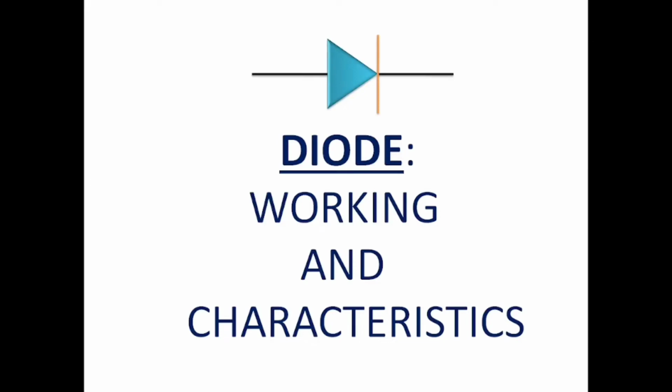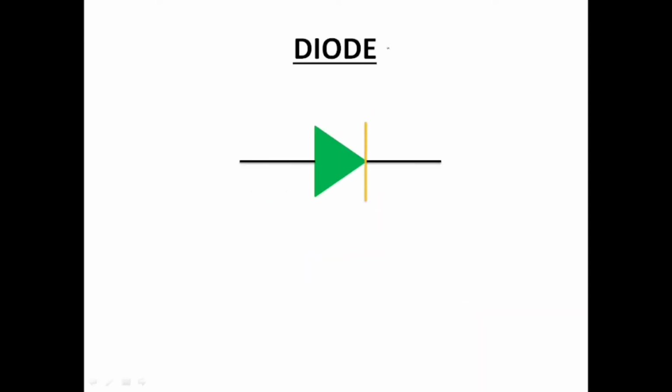So today I am going to discuss diode, its working and characteristics. Diode is formed using two words, that is di plus electrode. This means that it uses two electrodes. It contains two electrodes, one is anode and another one is cathode. Here anode is connected to the P type of diode and cathode to the N type of diode.